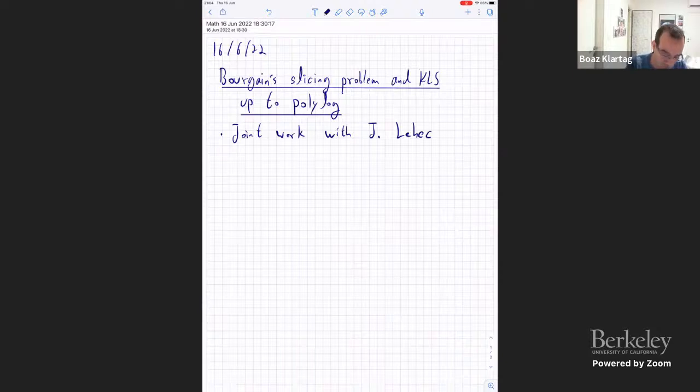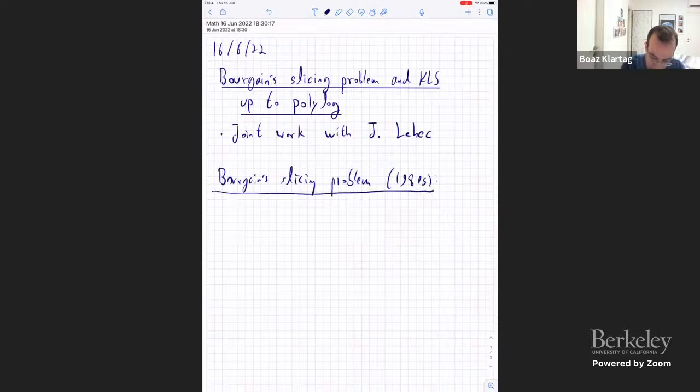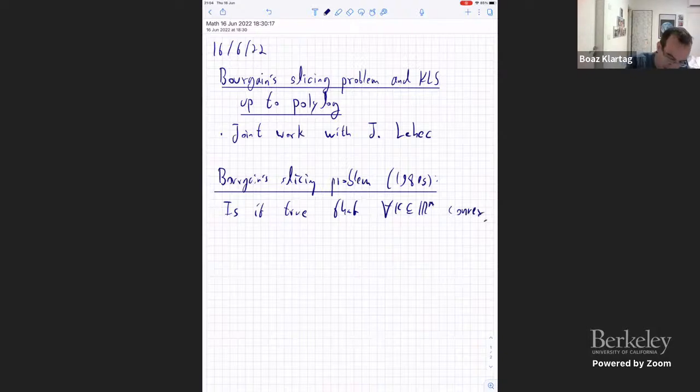So what's the Bourgain slicing problem? That's the following question. This is from the 80s. He came to it through his work on maximal function inequalities. And he asked, is it true that for any convex set K, it is convex and has volume 1 in R^n, and n is a large number. Dimension should be a large number, as is common in complexity.